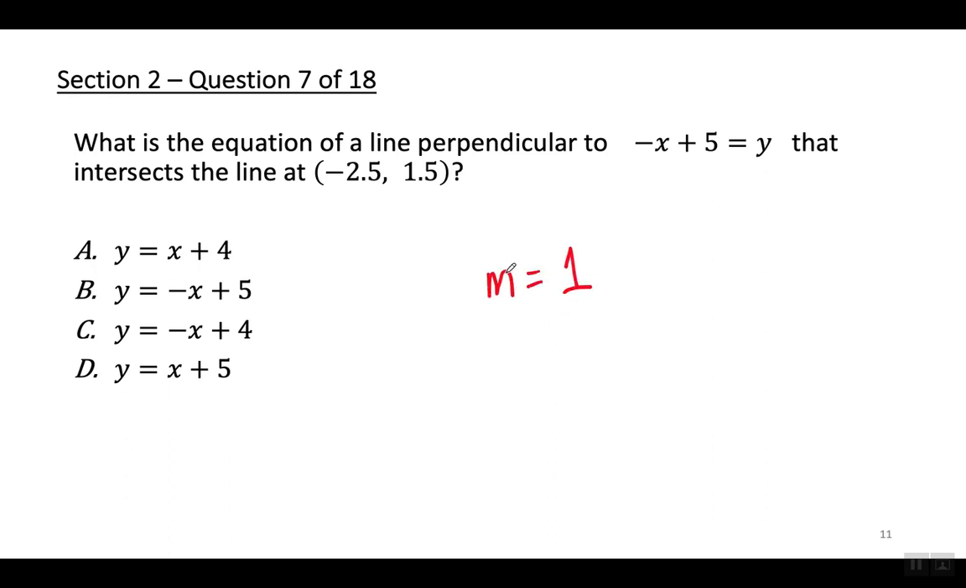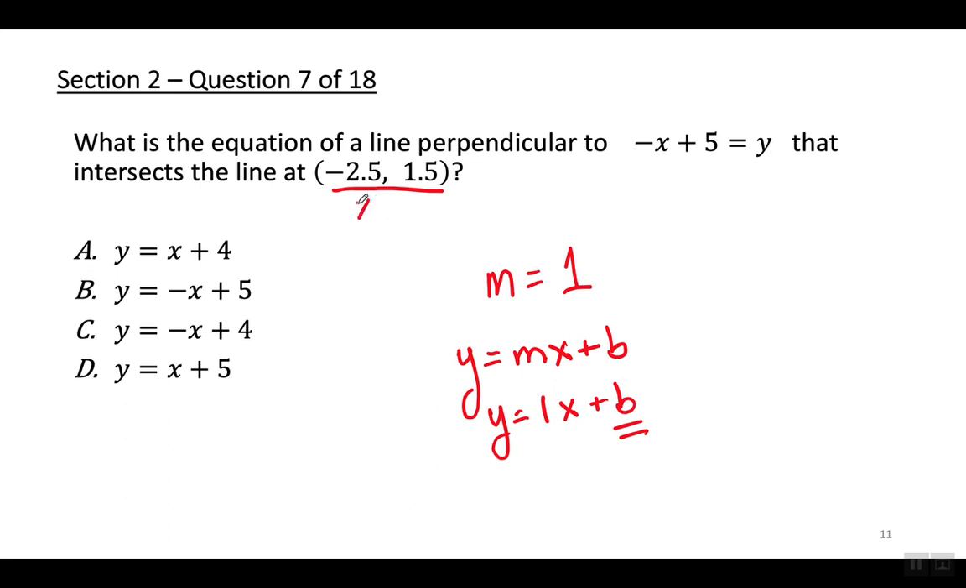Let me just write that. M stands for slope. So the slope of a line perpendicular is going to be +1. Okay, now it says here that it intersects at this line. All right, so that means that this point is on the line. So look what I'm going to do. Let me write this. This is slope-intercept form. We already know that the slope is +1, but we need to find the y-intercept.